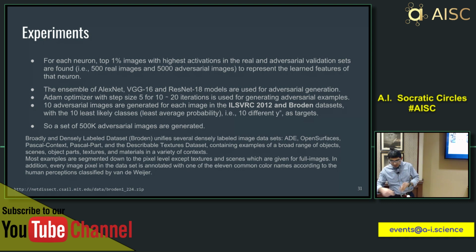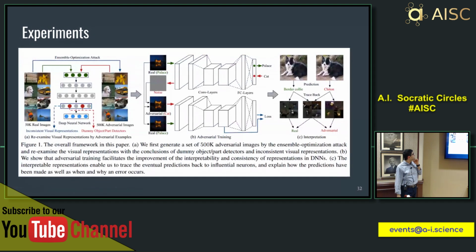To just summarize what I said, on the right you see that each of these dots is a neuron. They look at the activation of each neuron for each image. They choose the top 1%, which is roughly 500 images. They try to keep it around 500. And then for each, they create 10 adversarial images. So we have 500K adversarial images.